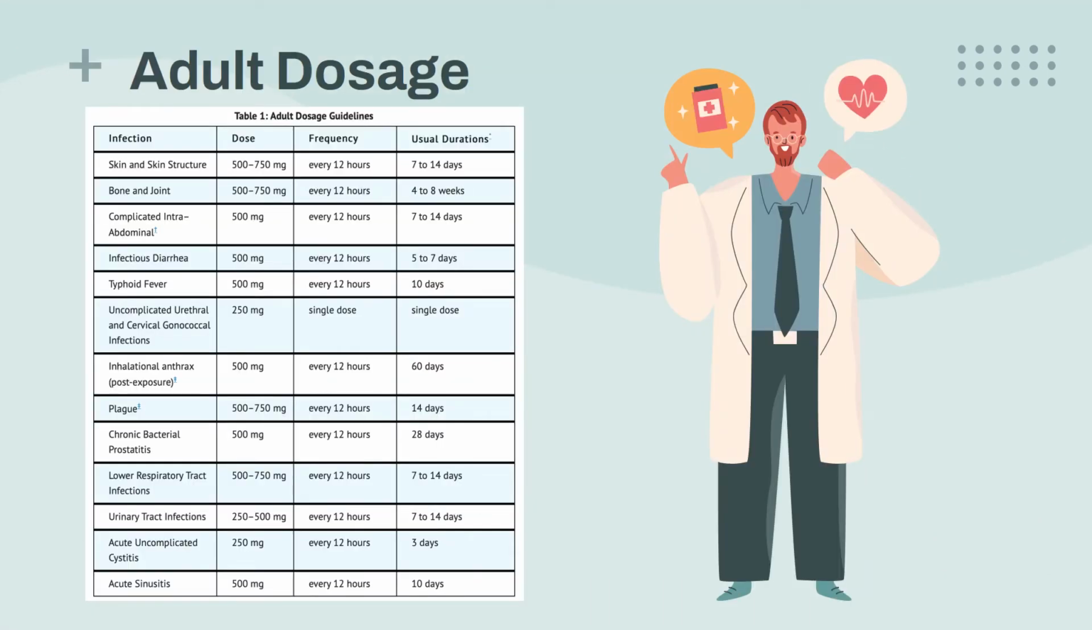For adult dosage, skin and soft tissue infections, complicated intra-abdominal infections, and lower respiratory tract infections, patients should be treated at 500 to 750 milligrams every 12 hours for 7 to 14 days. For bone and joint infections, patients should be treated at the same dose but for 4 to 8 weeks. For uncomplicated gonorrhea, patients should be treated with a single dose of 250 milligrams ciprofloxacin. For infectious diarrhea, patients can be treated with ciprofloxacin 500 milligrams every 12 hours for 5 to 7 days.